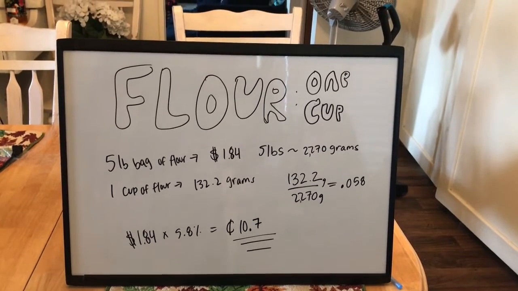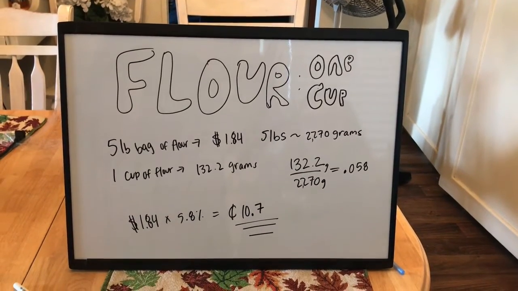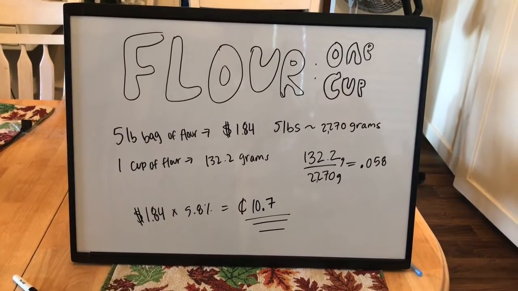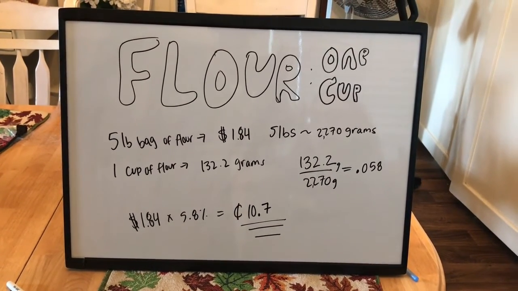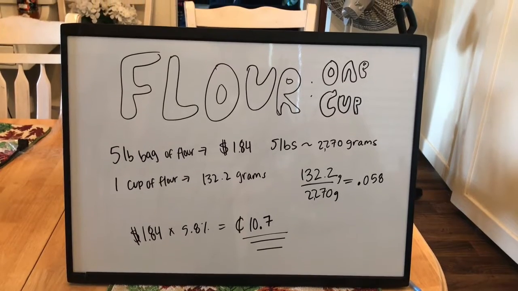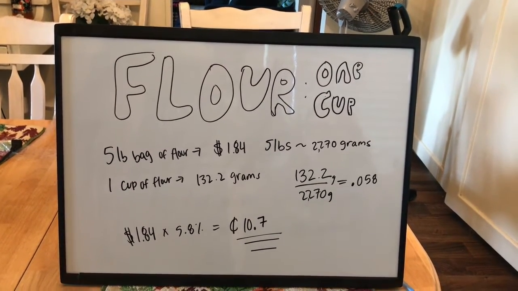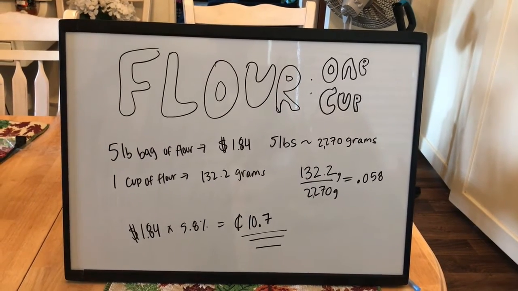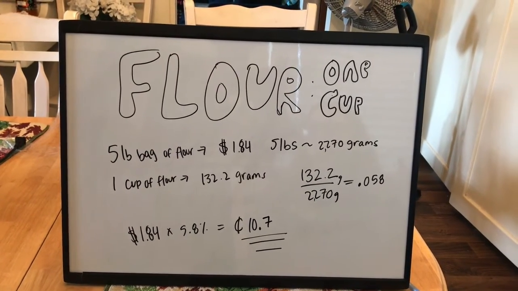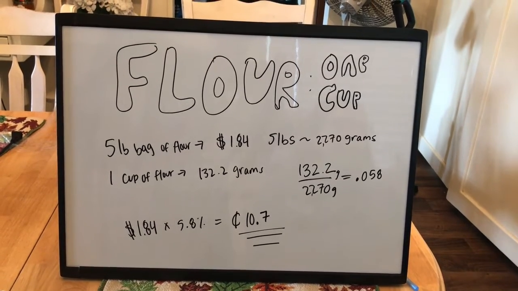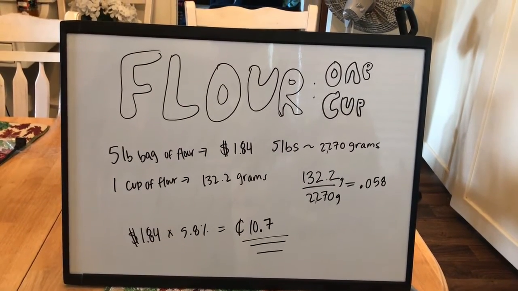I bought a 5-pound bag of flour at the store for $1.84. 5 pounds weighs roughly 2,270 grams. 1 cup of flour weighs 132.2 grams. 132.2 divided by 2,270 is 0.058, which means 1 cup of flour is roughly 5.8% of the bag. $1.84 times 5.8% is 10.7 cents, meaning the flour to make 1 batch of cookies costs 10.7 cents.